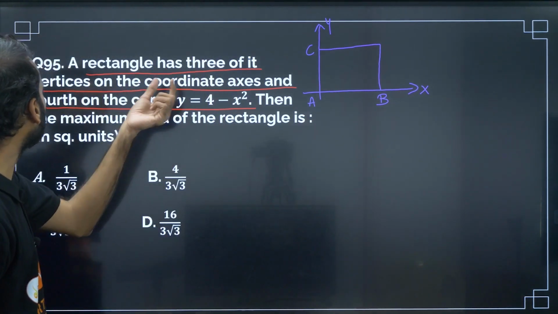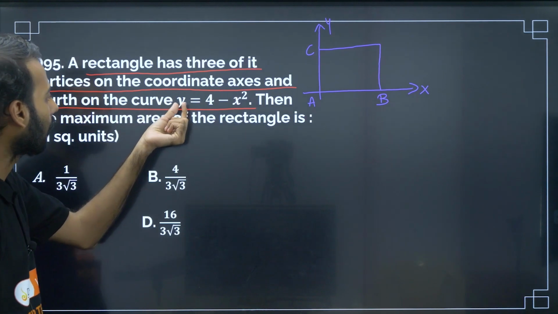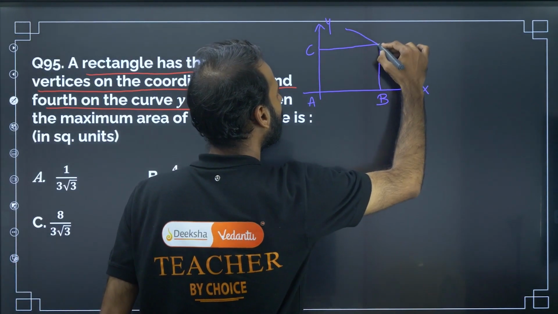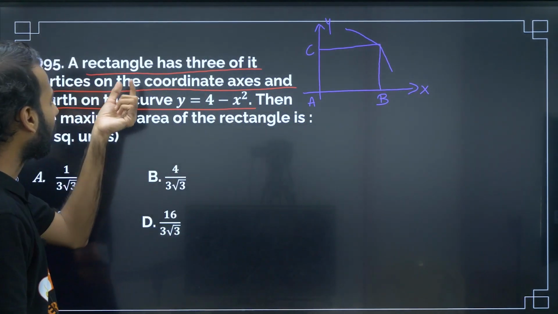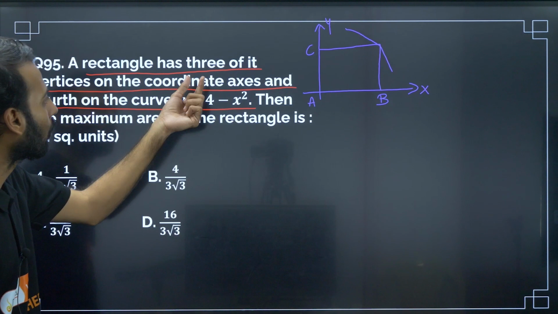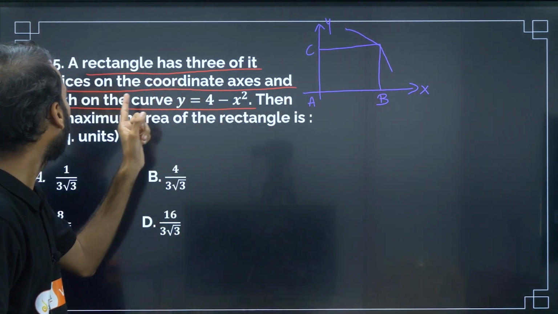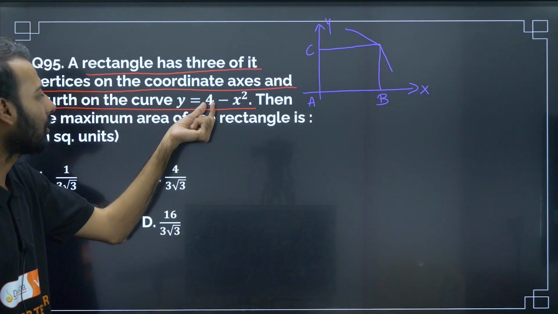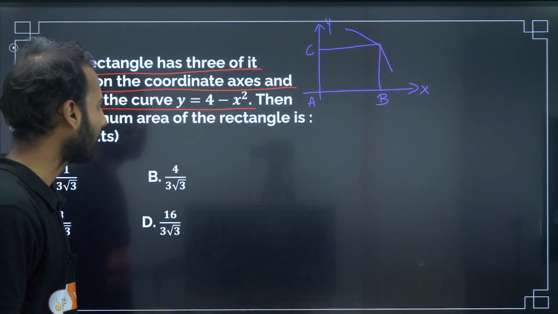A rectangle has 3 of its vertices on coordinate axis and the 4th on the curve y is equal to 4 minus x square. There is one curve something like this. First vertex, second vertex, third on coordinate axis, and 4th on the curve. The curve is quadratic, which means it will be a parabola type, y is equal to 4 minus x square.